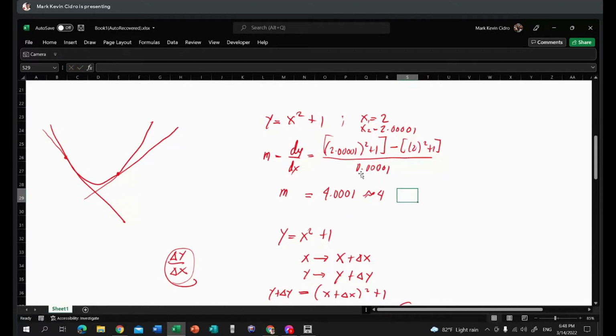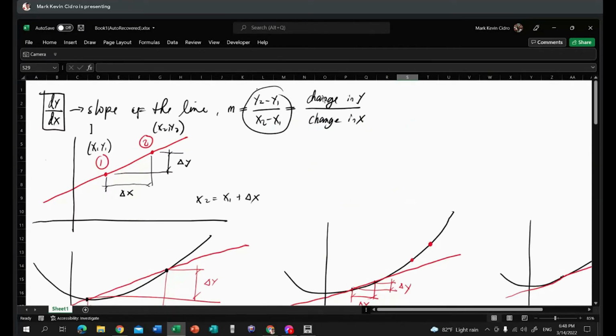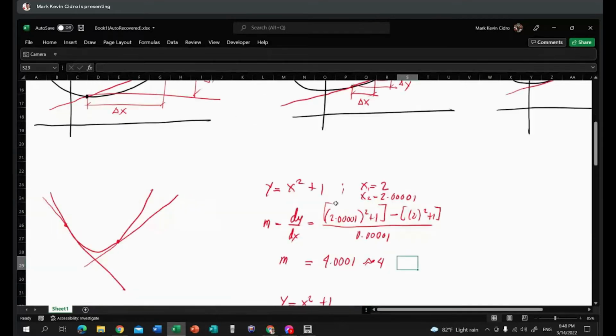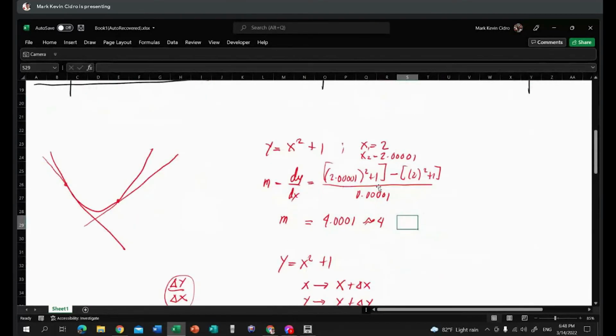Ibig kong sabihin, if the change in x is mas maliit, if you want to improve this solution, kailangan mo lang lagyan ng additional na zero. But your calculator will not be able to solve it if there are many zeros na. Di ba? So, in-approximate lang natin kung ano value ng m by the principle that the slope is just equal to the change in y over the change in x. Provided that the change in x is almost equal to 0, kaya nga 0.0001.